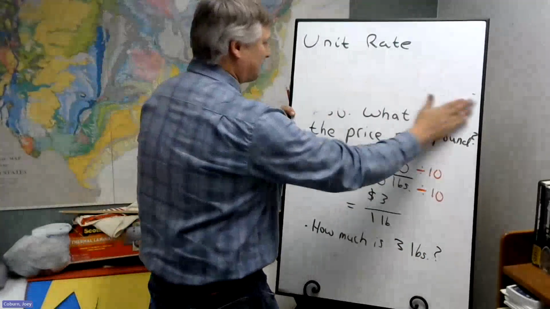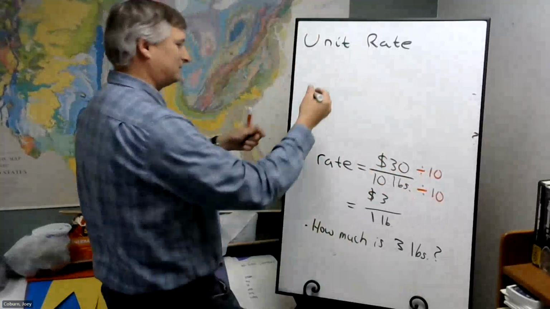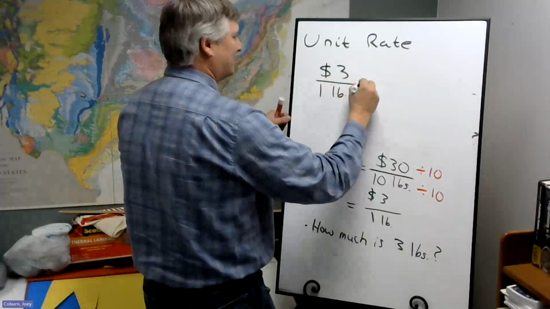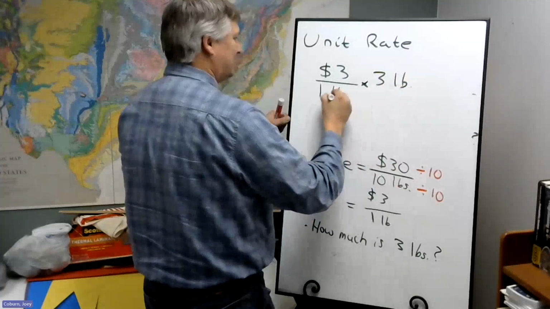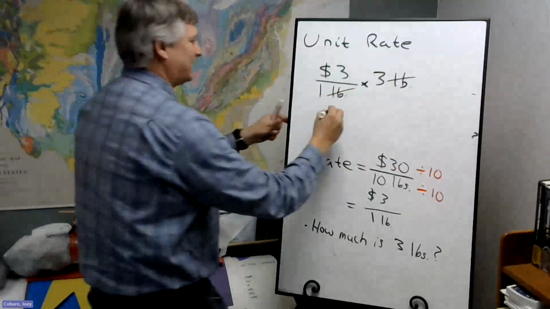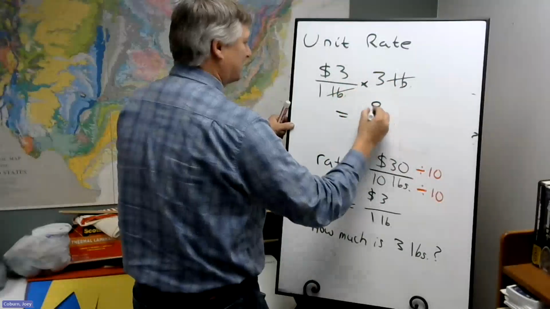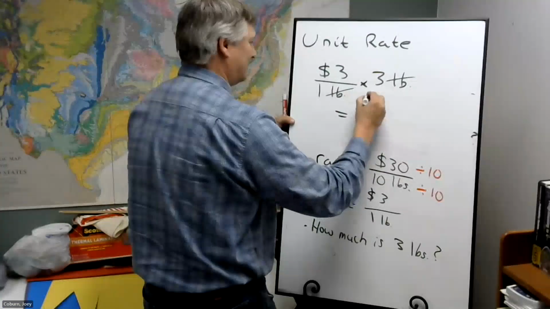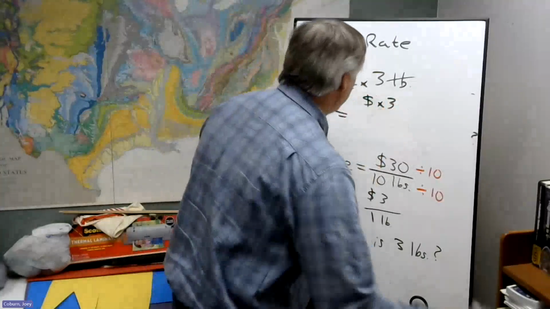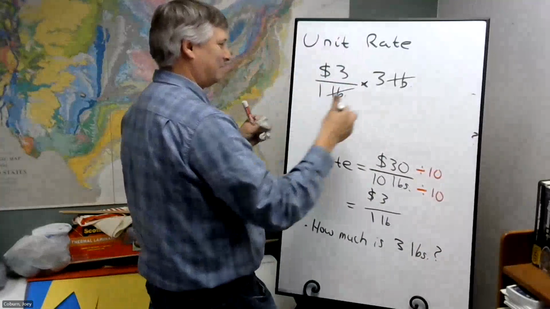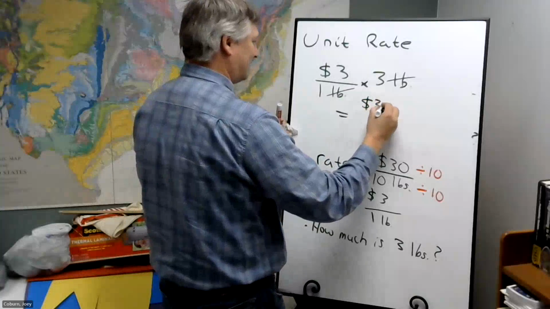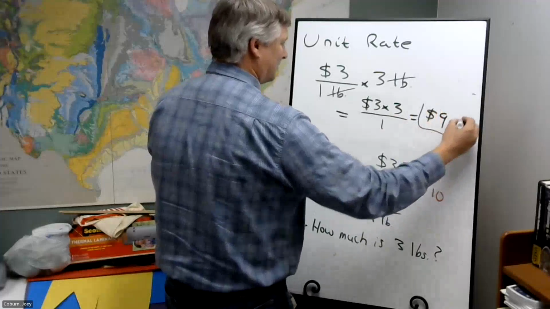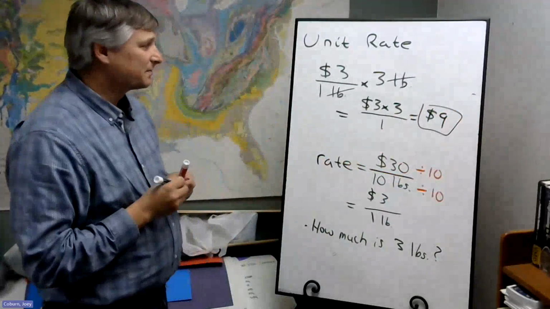And so what we can do is $3 per 1 pound times 3 pounds. And again, we cancel our pounds and we get 3 times 3 is 9. And then divided by 1. And there we go, it'll cost $9.